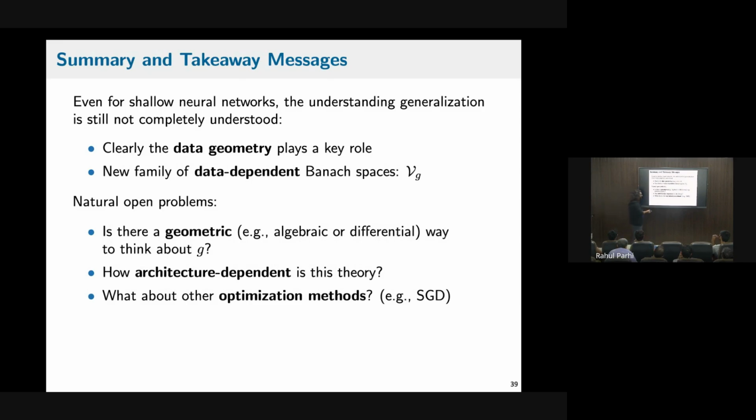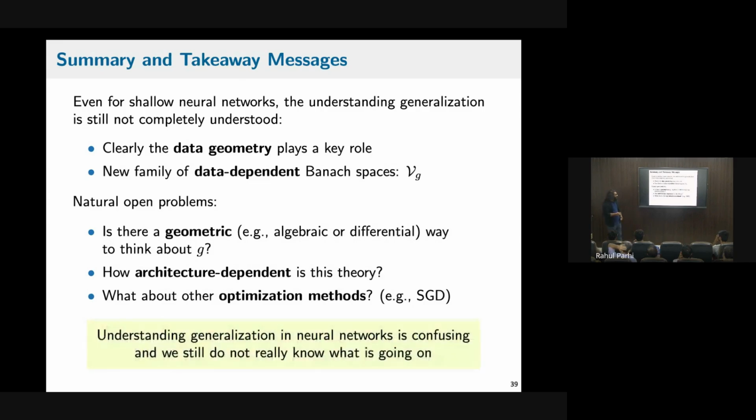Then you can ask, what about other optimization methods? I talked about full batch gradient descent, fixed step size. But we don't even know what to do for stochastic gradient descent, for example. And then step size schedulers are also a thing. How general are these phenomena and how tied are they to the optimization method is something else you could ask.